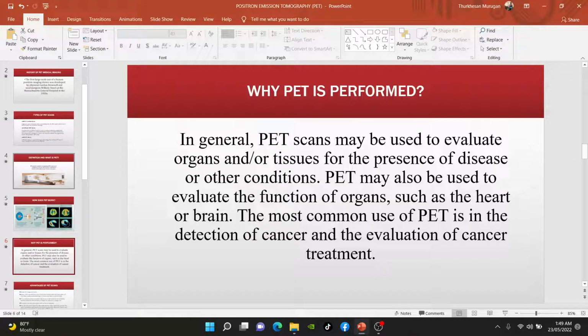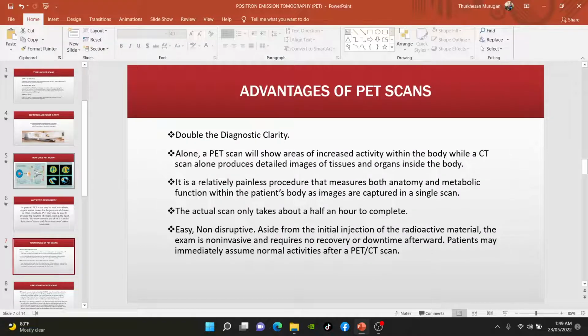Next is to further identify lung lesions or masses detected on the chest X-ray. Next, to assist in the management and treatment of lung cancer by staging lesions and following the progress of lesions during treatment. The last one is to detect recurrence of tumors earlier than with other diagnostic modalities. Next, I'll explain about the advantages of PET scans.